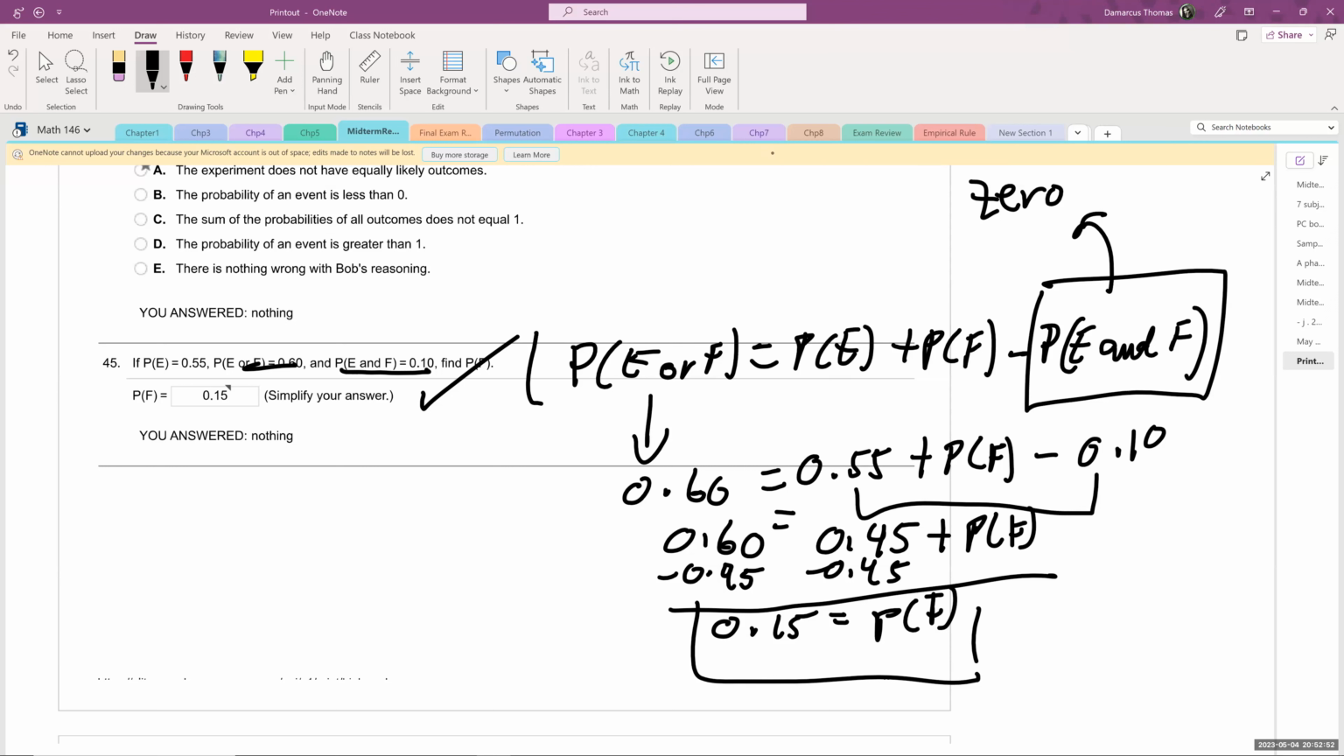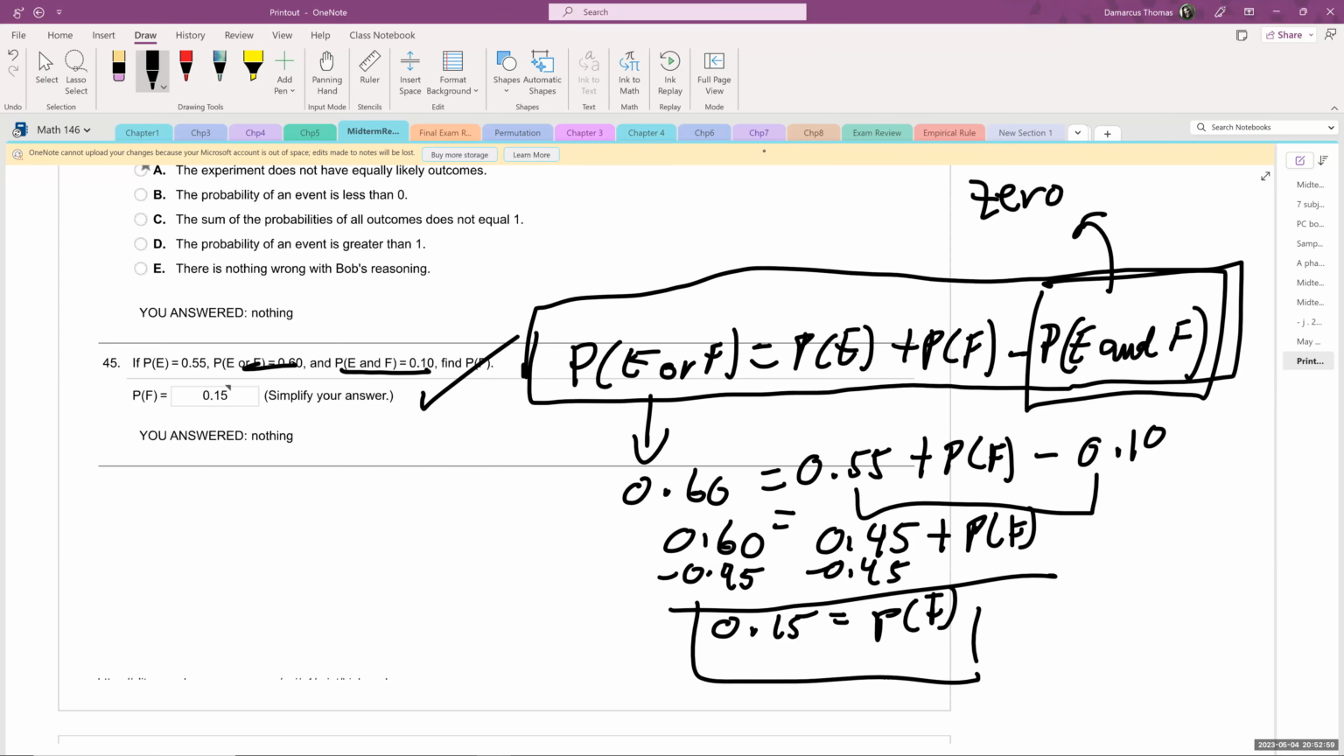So I took the equation that I had. This equation always works. And I just substituted what was given to me and solved for the unknown, what they were asking for. So we took a seemingly difficult problem and then simplified it and made it easy because we knew the formula.